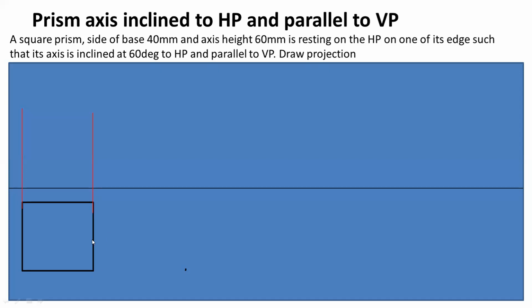Now project these two edges on the vertical plane. These are the projectors, and complete the front view. The front view will be a rectangle with the given height. The height here is 60 mm.